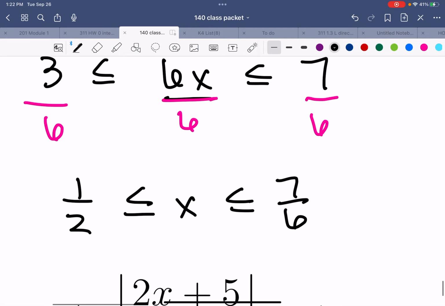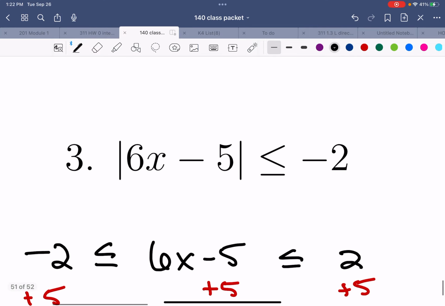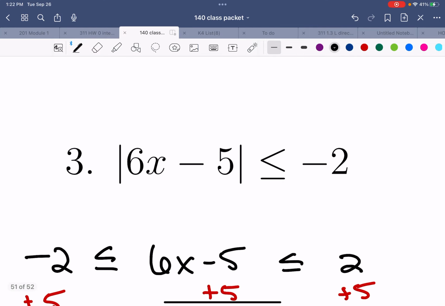Okay, now let's check this. Choose a number between 1/2 and 7/6. I do believe 1 fits in there. If we plug in 1 times 6, sorry, 1 times 6 is 6. 6 minus 5 is 1. Absolute value of 1 is 1. Is 1 less than or equal to negative 2? Uh-oh, it's not. So what did we do wrong?